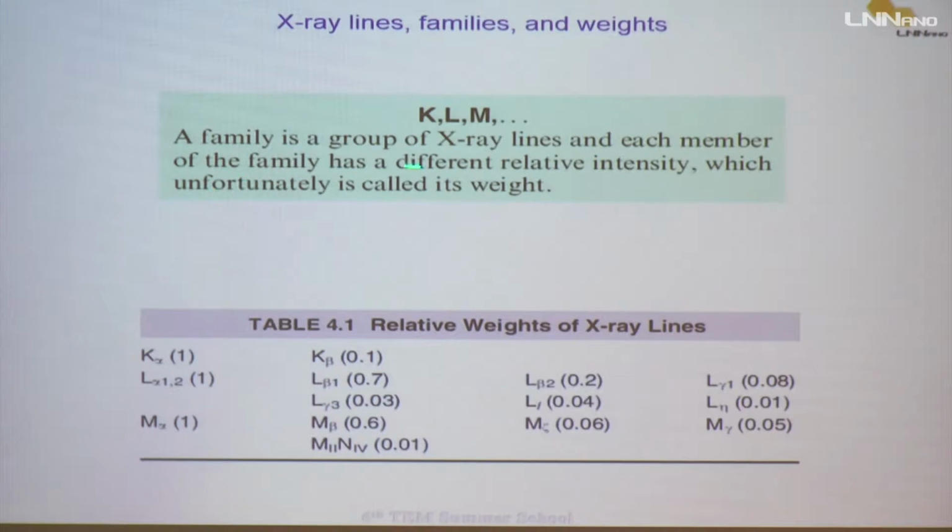Family, group, and so on. In all these, we have all the X-ray lines. Let's call them by the correct name. X-ray lines are the K line, L line, or M line. This is the first thing to have in your head. Then we have the families. The families are important to understand when you are measuring.